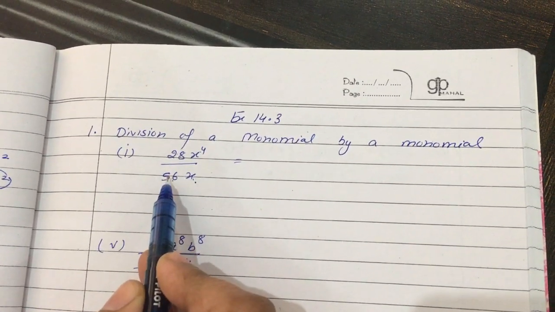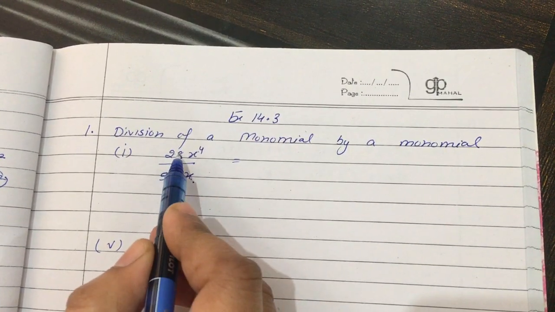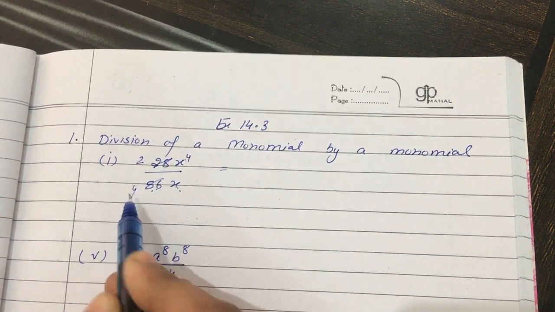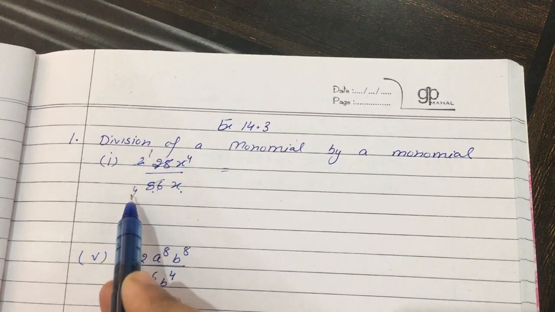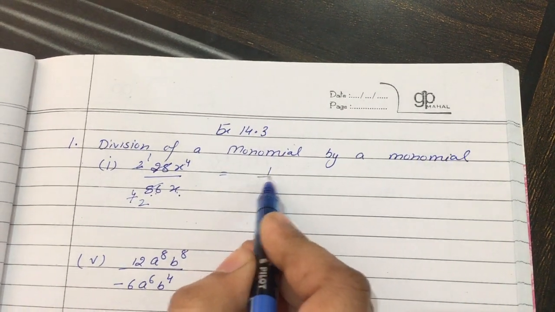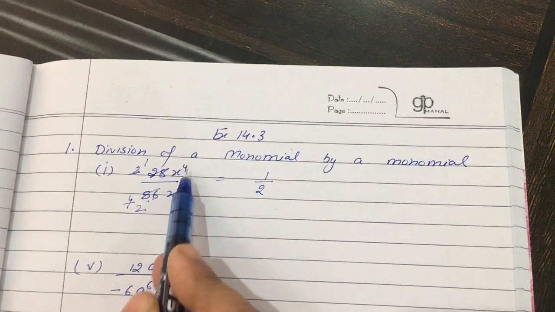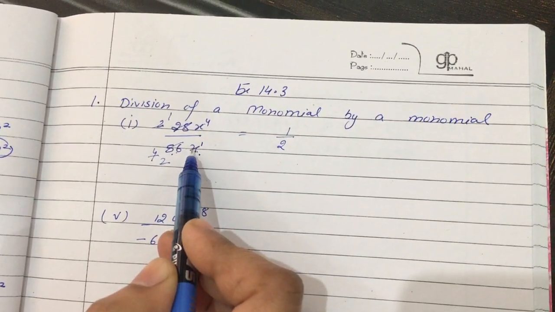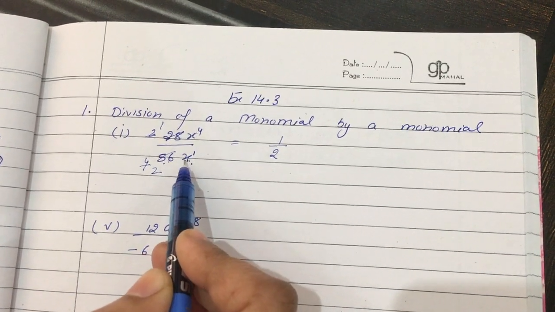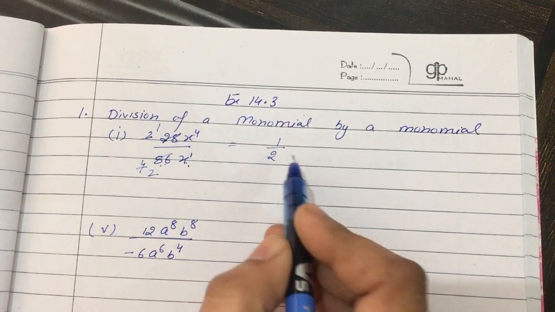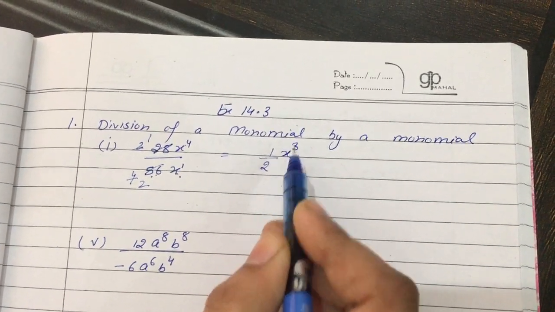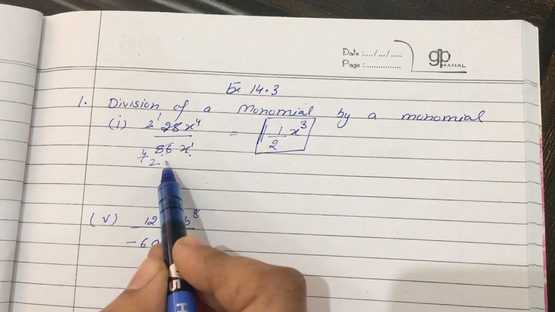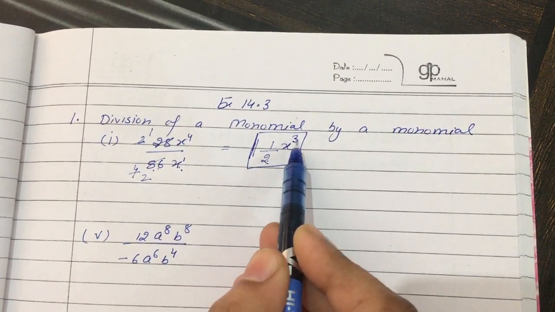So 28 and 56, we can cancel them using the table of 14: 14 twos are 28 and 14 fours are 56. Again at the table of 2, 2 ones are 2 and 2 twos are 4, so that gives you 1 by 2. Now x raised to power 4 divided by x raised to power 1, you can use exponent laws here also. As the bases are the same, powers can be subtracted, so this gives you x raised to power 3. So what is the answer? When we divide by another monomial, that gives you 1 by 2 x raised to power 3.